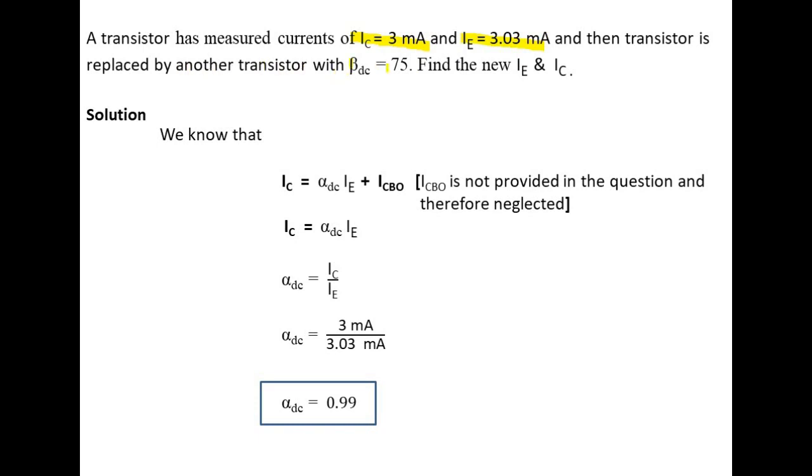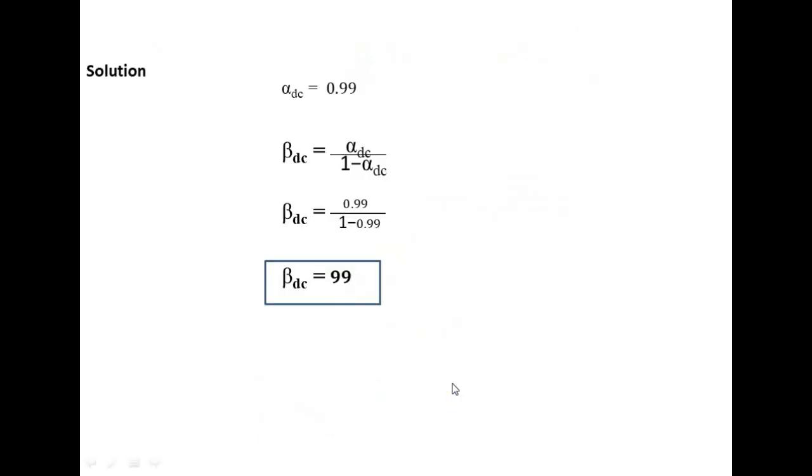A transistor has measured currents IC as 3 milliampere and IE as 3.03 milliampere, and then the transistor is replaced by another transistor with beta DC equal to 75. Now we have to find the new emitter current and collector current. We know that IC is equal to alpha DC IE plus ICBO. Here ICBO is not provided, so it will be neglected. So we get IC equal to alpha DC IE. So alpha DC will be equal to IC upon IE. IC upon IE is given, so we have got alpha DC as 0.99.